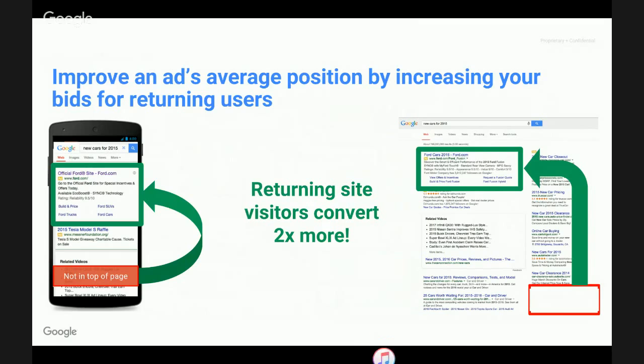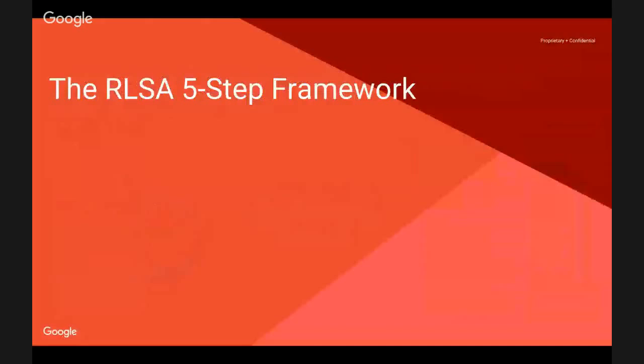So as I mentioned, they basically convert the returning visitors. They convert 2 times more compared to the new visitors. So you really want to be aggressive when it comes to bid adjustments.